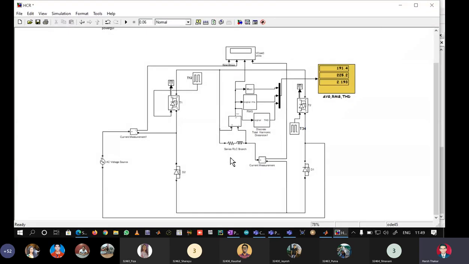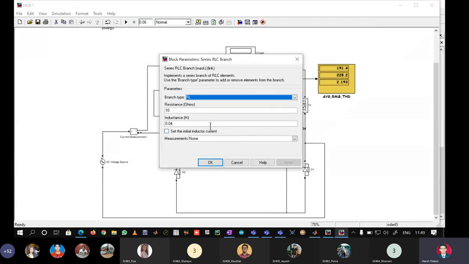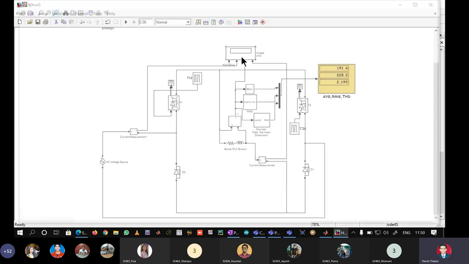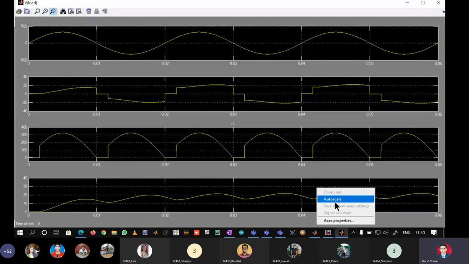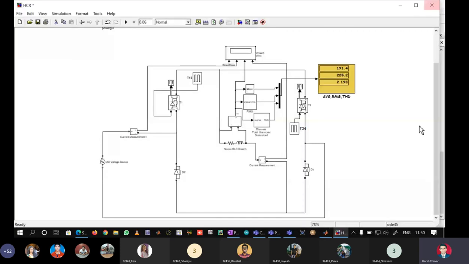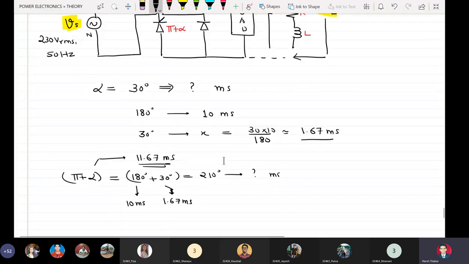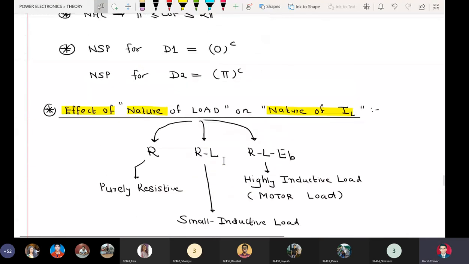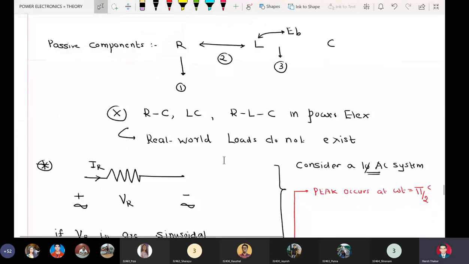Let us go on increasing further. Make it 80. Almost flattening off the point. Yeah, so this is what I meant by saying that the nature of load current depends upon the nature of load. Okay.